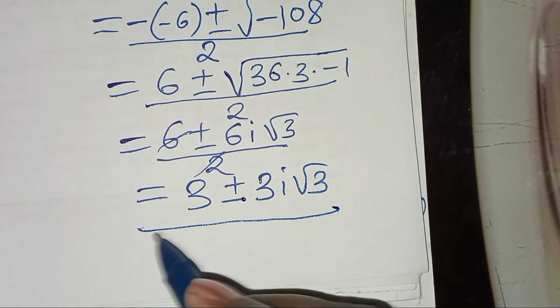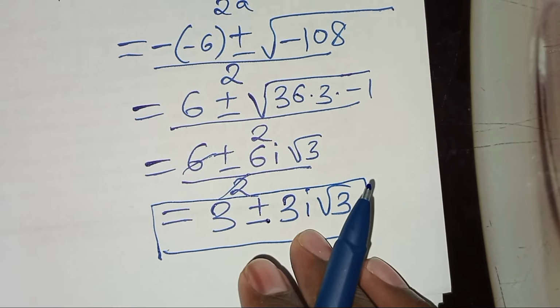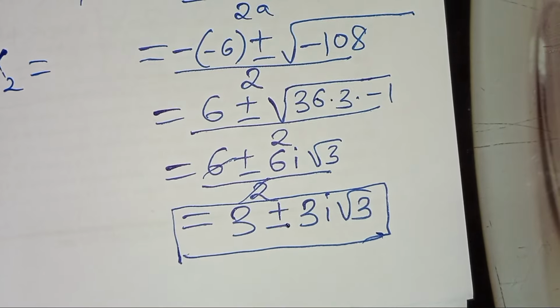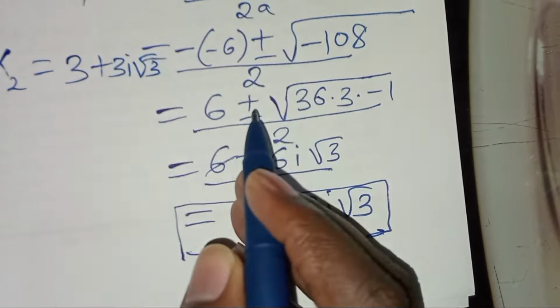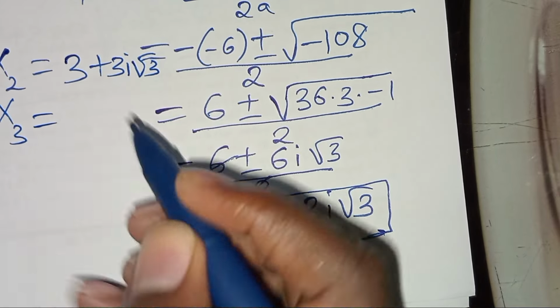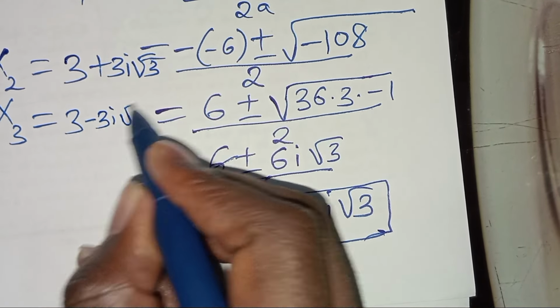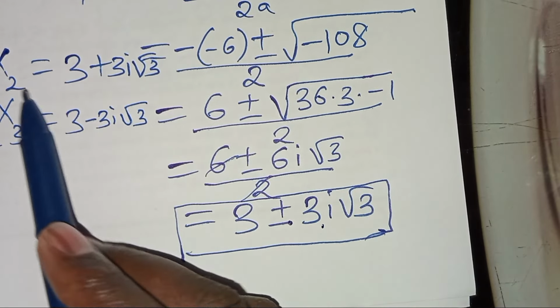Now that means that we have two complex roots here. That is x2 is equal to 3 plus 3i square root of 3, and x3 is equal to 3 subtract 3i square root of 3. Now these are two complex roots.